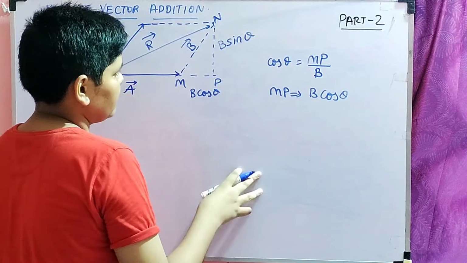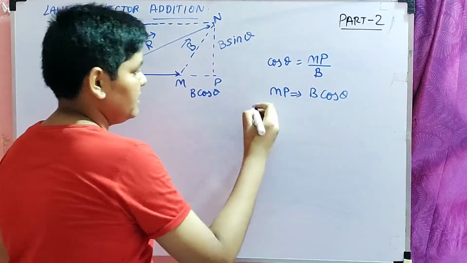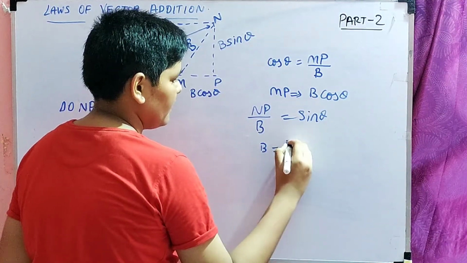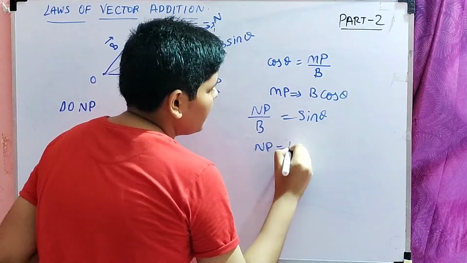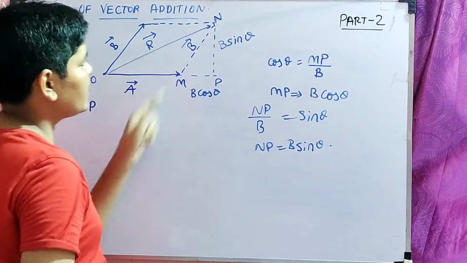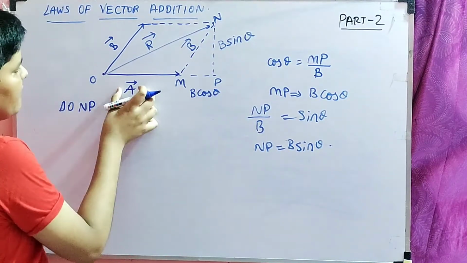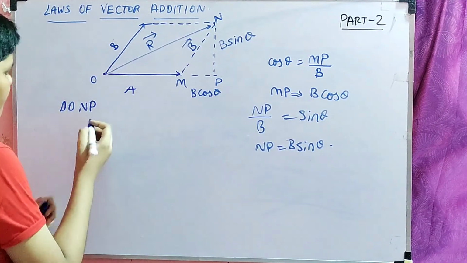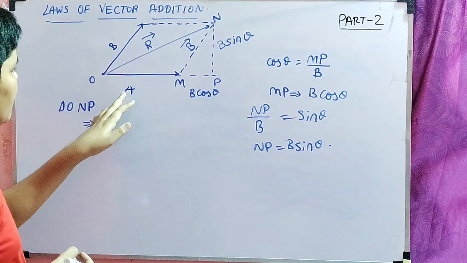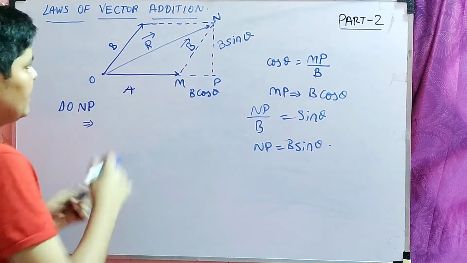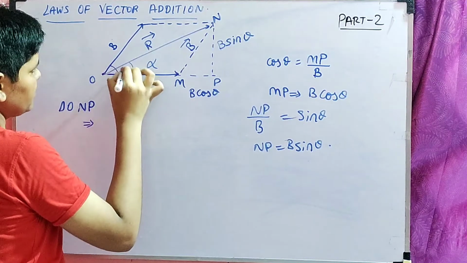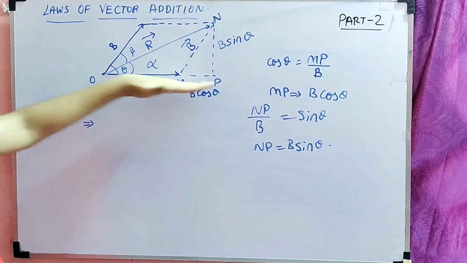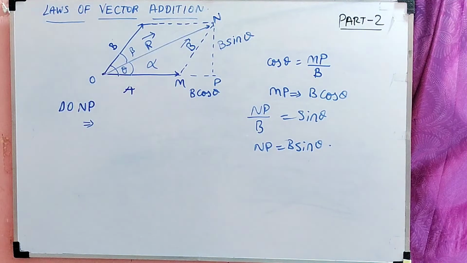Similarly, when we take sin theta, NP by B is equal to sin theta. So NP is equal to B sin theta. Here we have the value of A, here we have B. Now in triangle ONP, if we take this angle as alpha, this total angle as theta and this one as beta, what is alpha? Alpha is how much the resultant bar is raised from the x-axis.